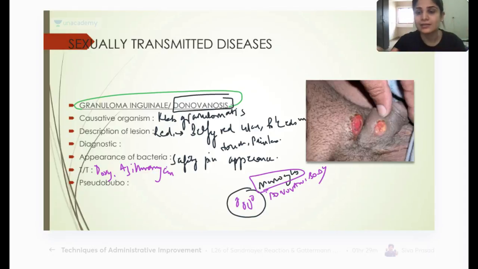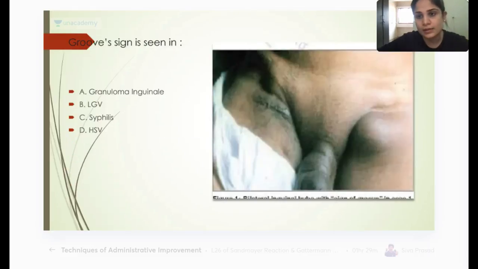If there are other swellings other than lymph nodes, that is called a pseudo bubo. That is not your lymph nodes getting enlarged, they are just other random swellings that are present. It may be pus, it may be inflammation, but they are not enlarged lymph nodes. So that is called a pseudo bubo, and you see the pseudo bubo sign in granuloma inguinale.